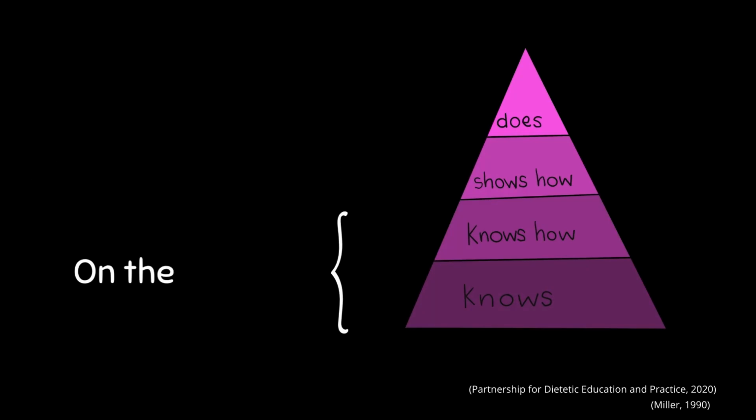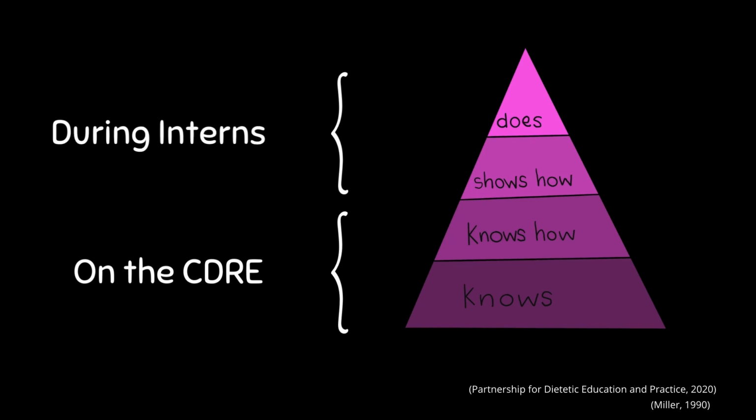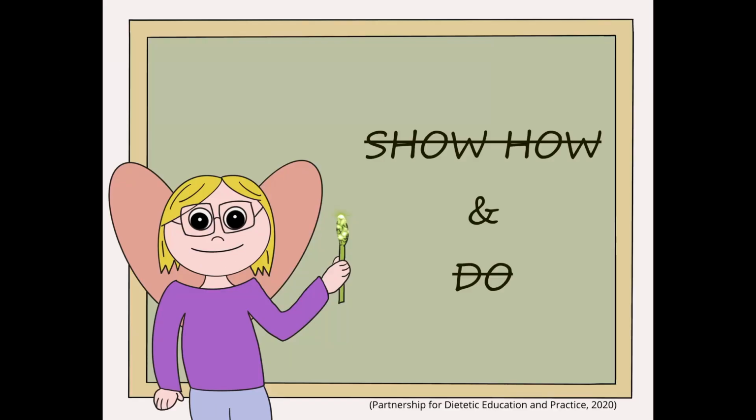Why am I telling you this in a video about the CDRE? Because the CDRE is only going to test you on the know and know-how level. The ICDEP document lists which levels of the Miller's Pyramid is tested academically, during internship, and on the CDRE. You will not be asked to show how or do during the exam.